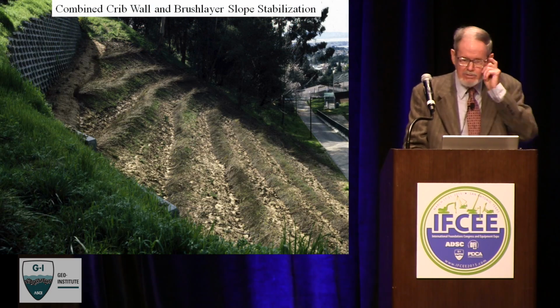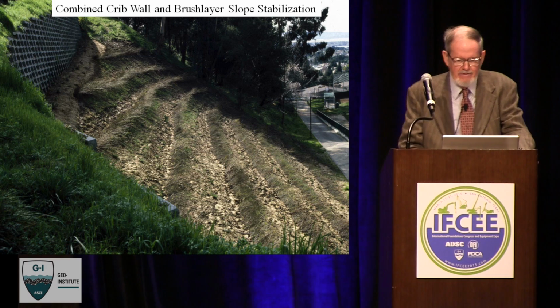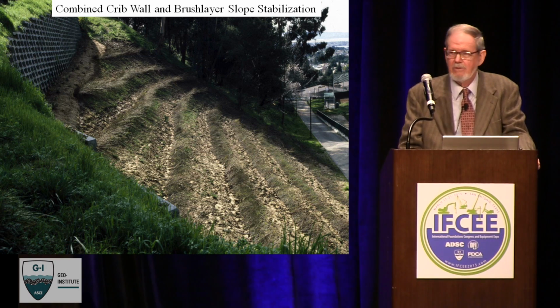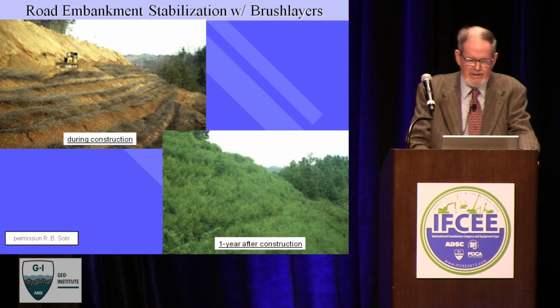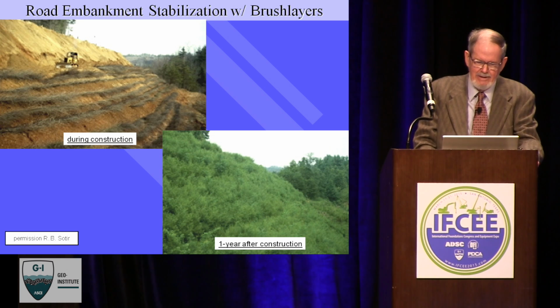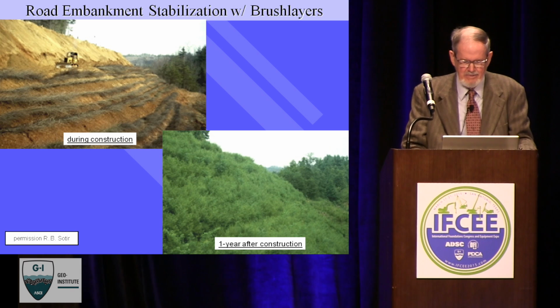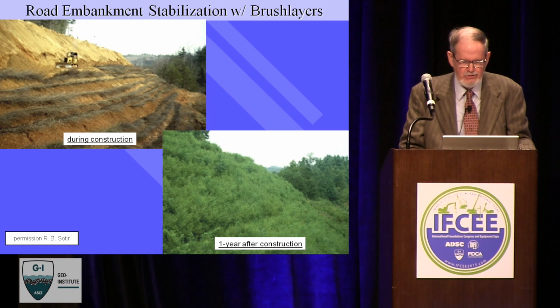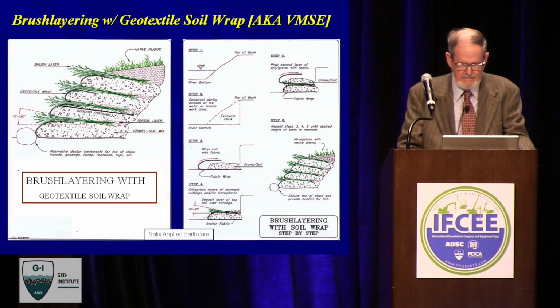Here's a concrete crib wall used to stabilize the top part of the slope and a brush layer on the lower portion. This photo was taken in Oakland, California. A road embankment in North Carolina stabilized by brush layers. You notice in the photo at the left-hand side up at the top, sloughing and erosion were starting to encroach on the guardrail at the top of the slope. So the top photo shows the brush layers installed during construction, and then the slope 1 year after construction.